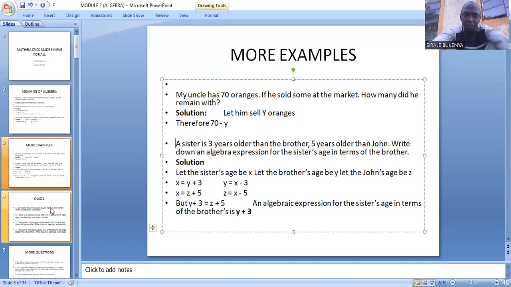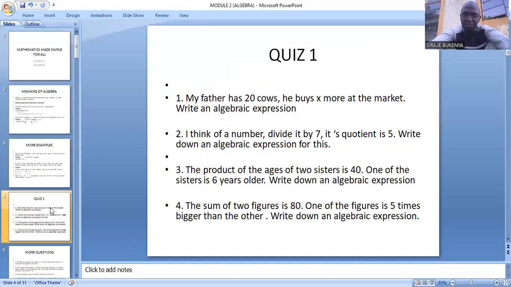You can try a quiz. My father has 20 cows. He buys X more at the market. Write an algebraic expression. How can you write that? Or if I think of a number, divide it by 7. This quotient is 5. Write down an algebraic expression for this. The product of ages of 2 sisters is 40. One of the sisters is 6 years older. Write down an algebraic expression for that.